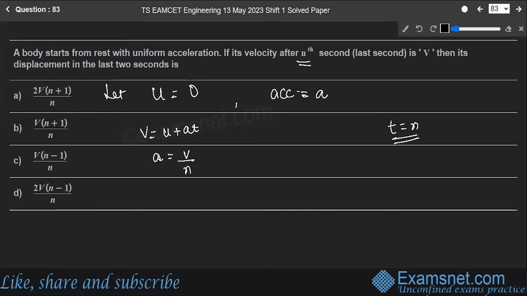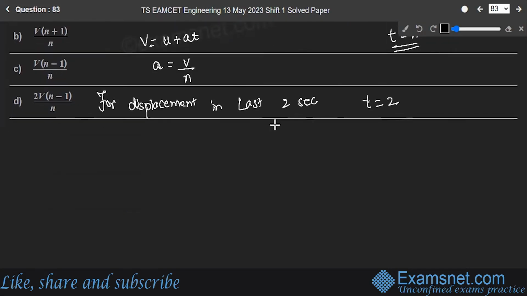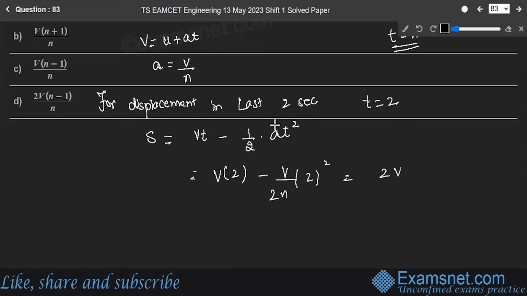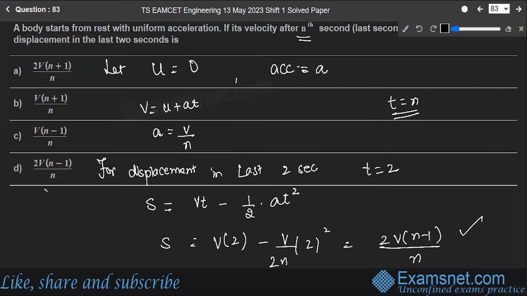Now, for the displacement in the last 2 seconds, you have t is equal to 2, so s is equal to vt minus half at square. This is equal to v into 2 minus v upon 2n into 2 square, which is 2v times n minus 1 upon n. So s is equal to 2v into n minus 1 upon n. That is equal to option D.